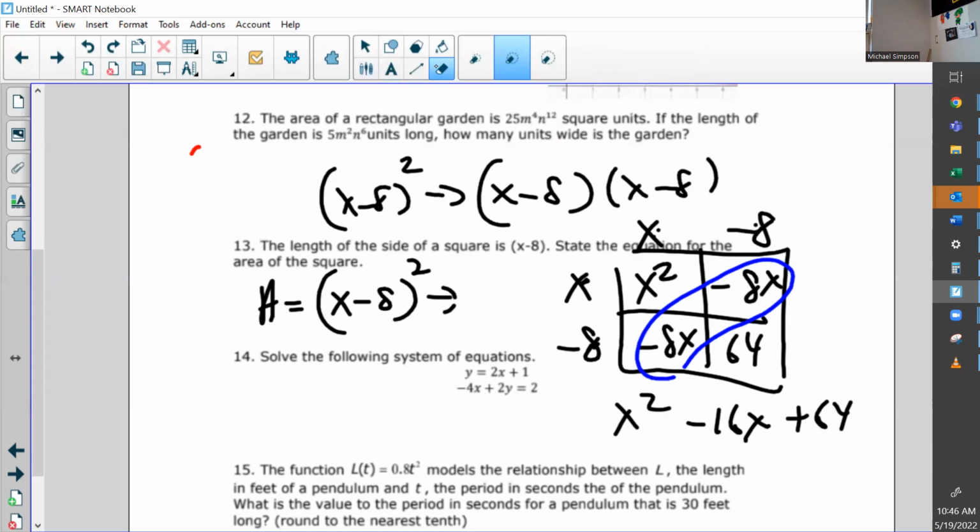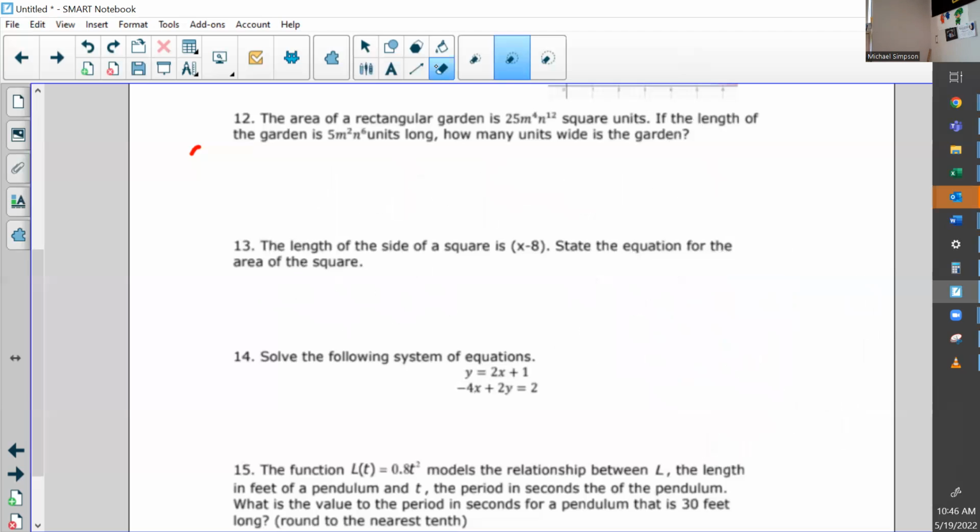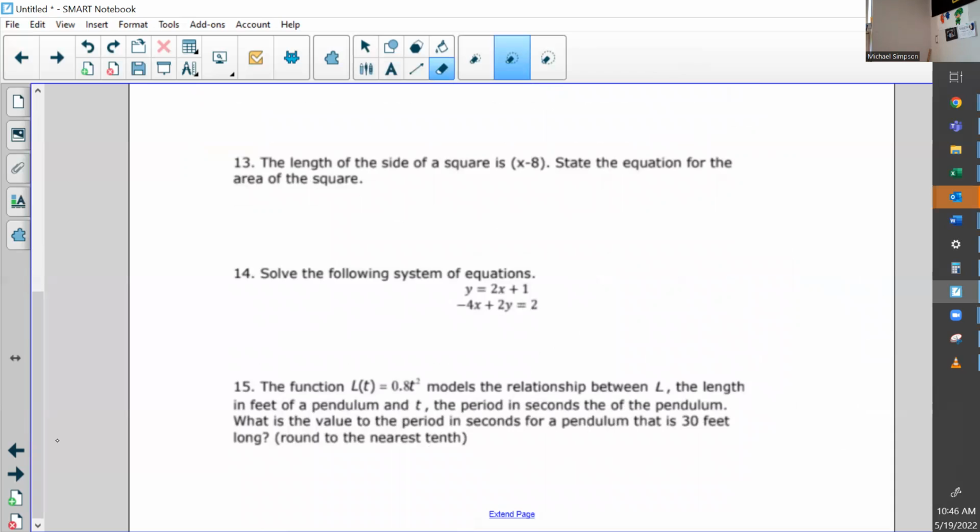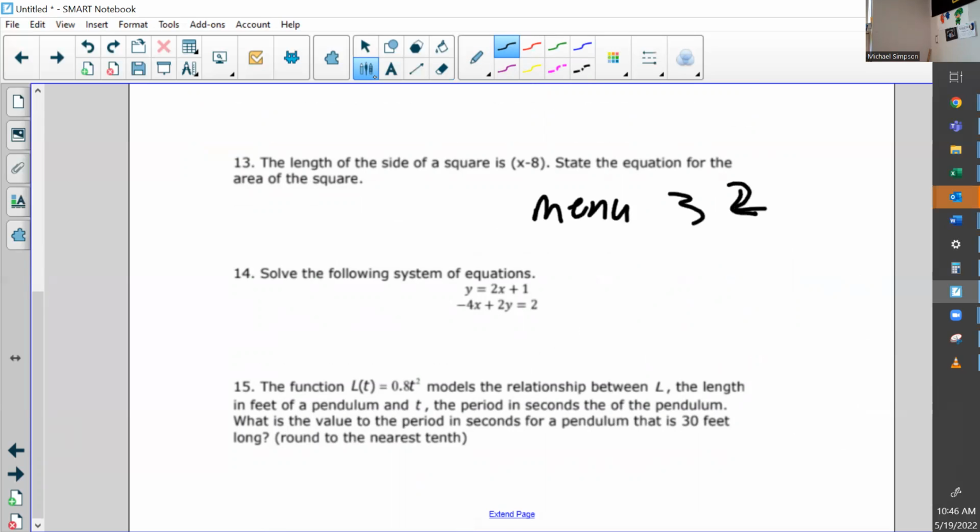All right. Erase this, get some space. Number 14, you can do it two ways. Remember I showed you in number 4 when we did the STAR review. This is a system of equations, right? And they want to know what is x and y. What is the solution to the system? You can do Menu 3-2 on the calculator. Or if you notice, this is substitution. One of the equations is y equals this.